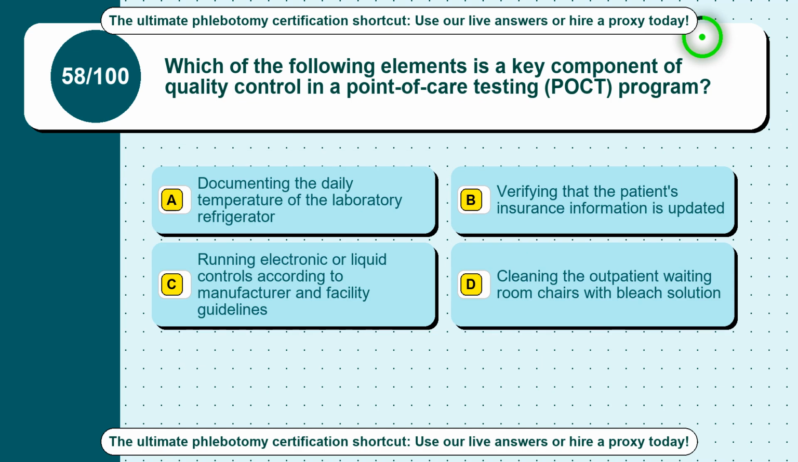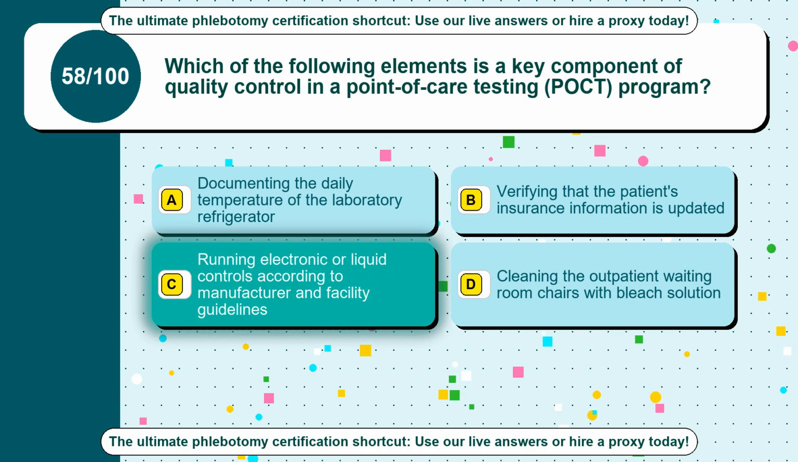Question 58. Which of the following elements is a key component of quality control in a point-of-care testing, POCT, program? Option A, documenting the daily temperature of the laboratory refrigerator. Option B, verifying that the patient's insurance information is updated. Option C, running electronic or liquid controls according to manufacturer and facility guidelines. Option D, cleaning the outpatient waiting room chairs with bleach solution.